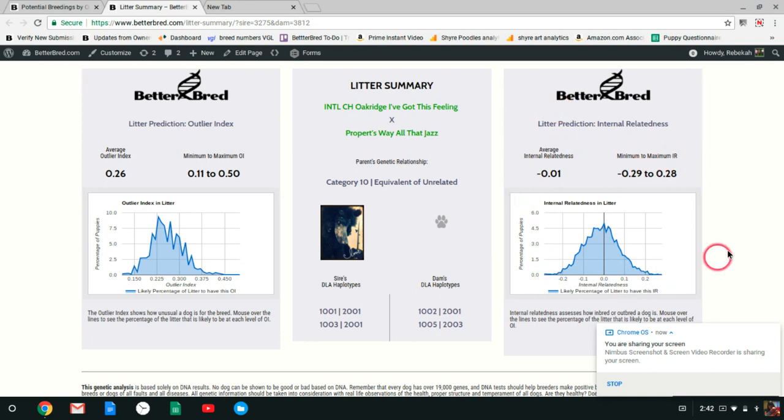So all in all, I say this breeding looks fairly good. The average IR is below 0, which is what we recommend, and the average OI goes above our breed average. But we want to go higher and higher. The higher we go as a breed, the more distributed we will be as a breed. Okay, so there's a breeding of Cam.